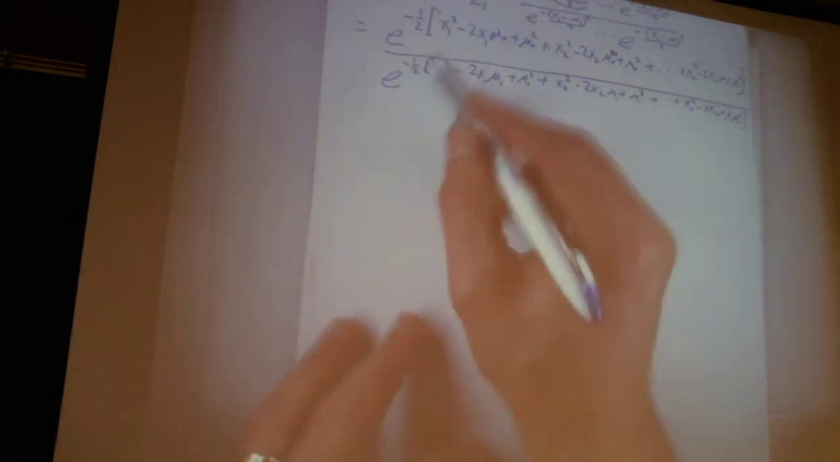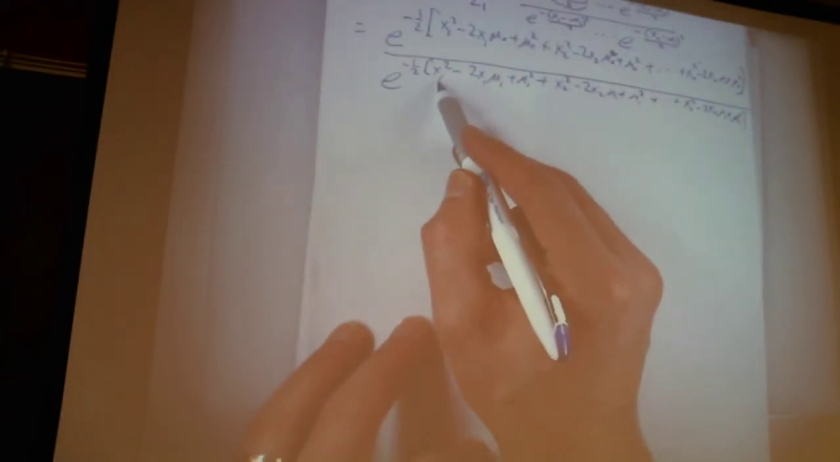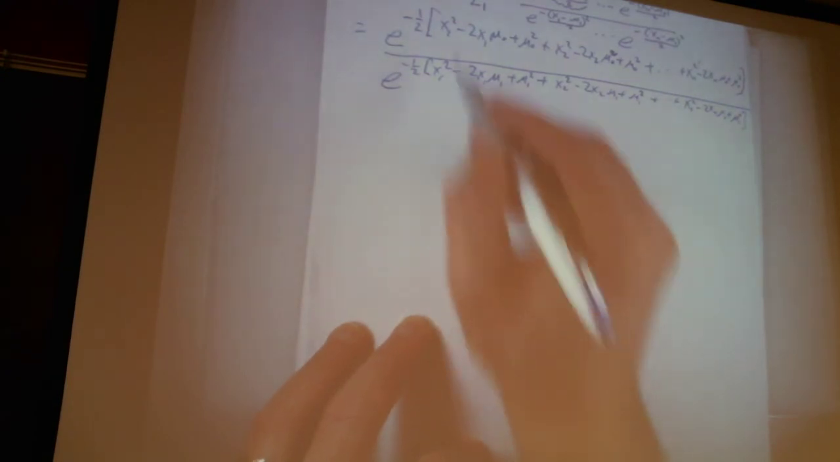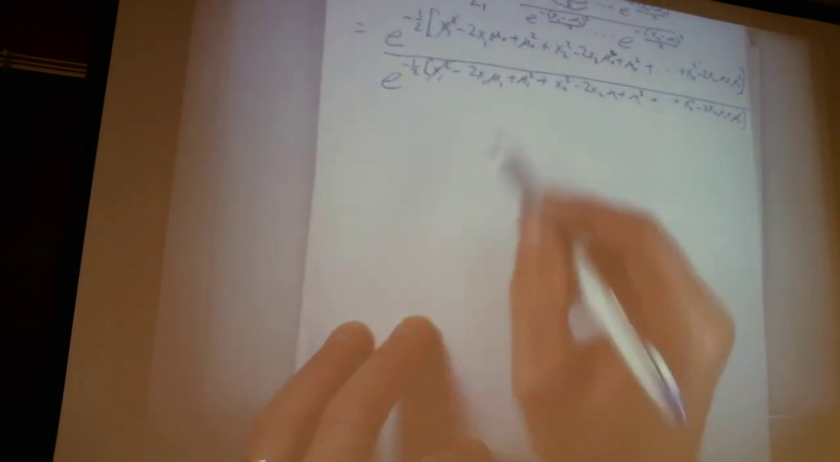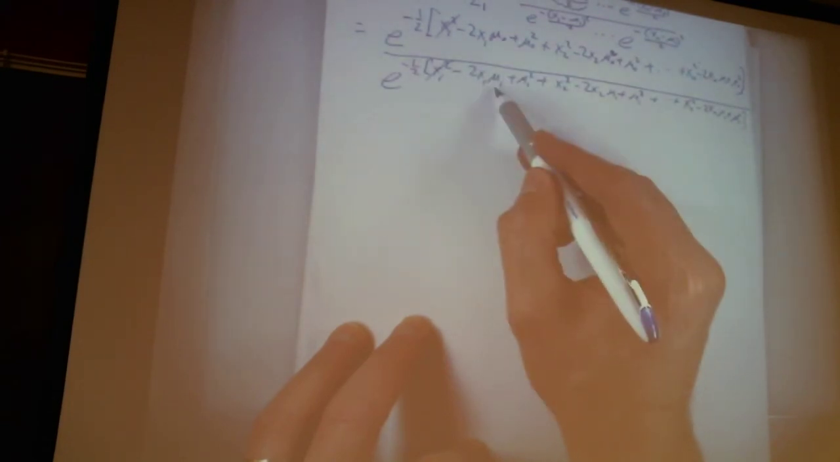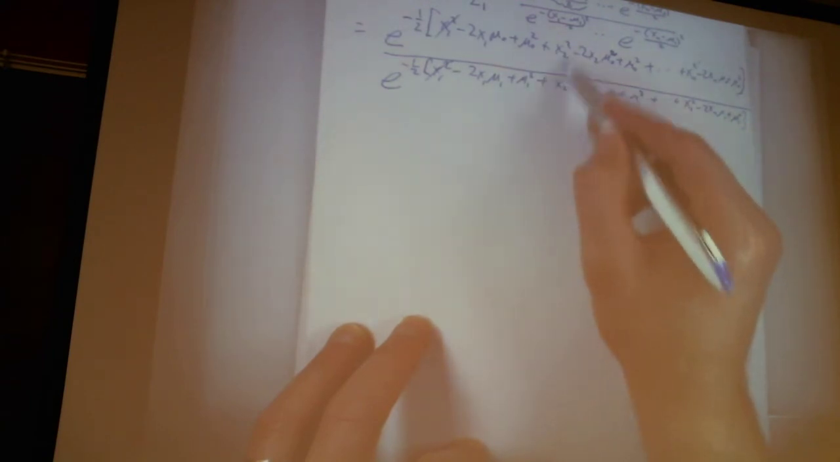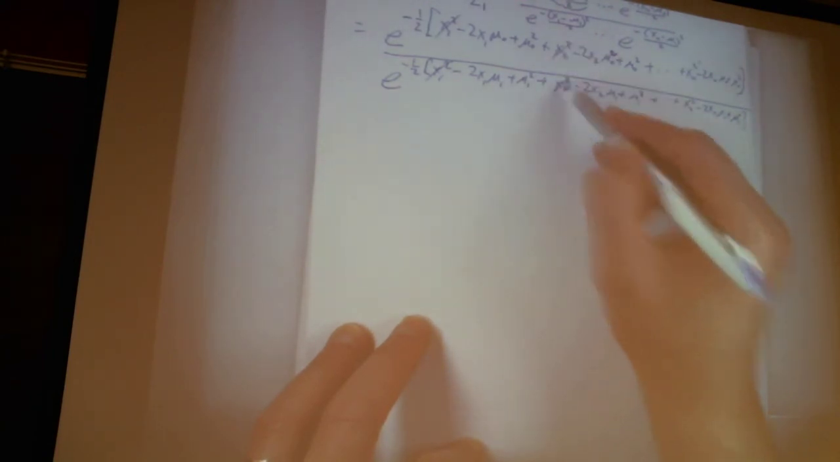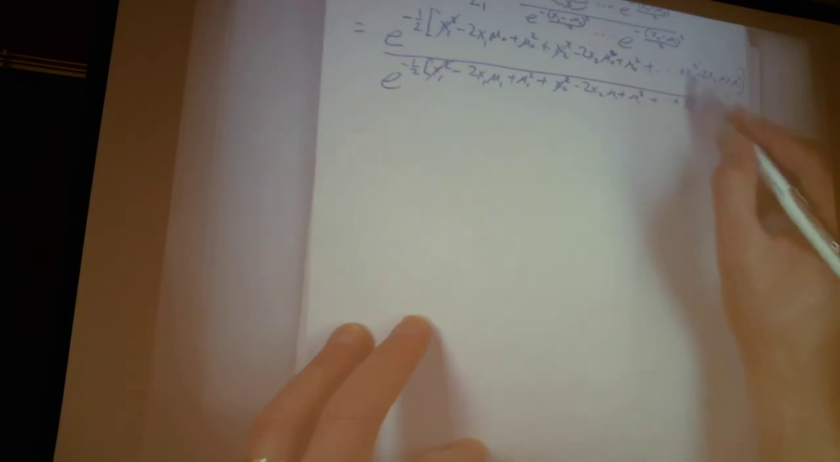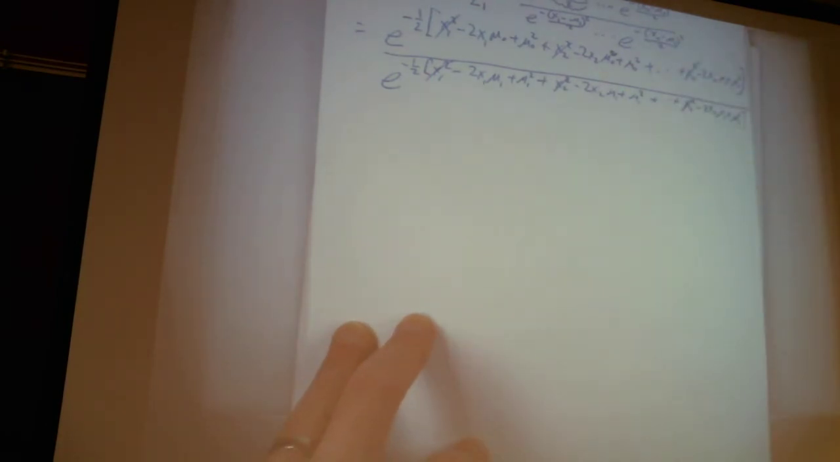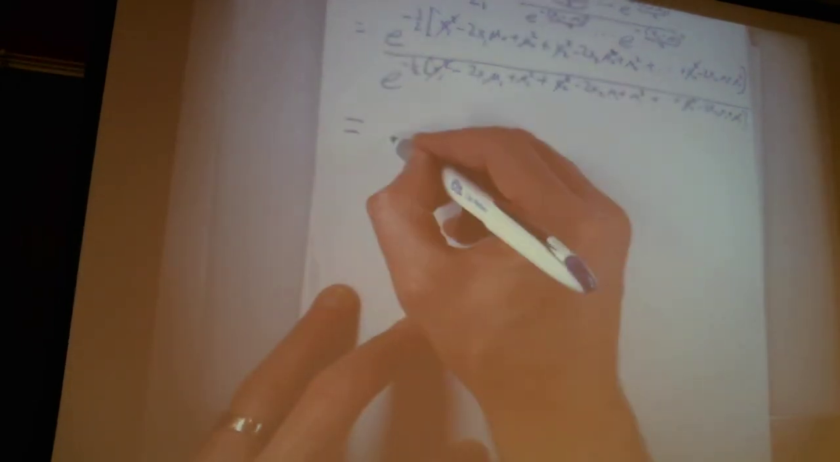I have an e to the minus half x1 squared on top, e to the minus half x1 squared on bottom. Those cancel. Do these cancel? Nope. Do these cancel? Nope. How about xn squared on top and bottom? Yep. Everybody see that?